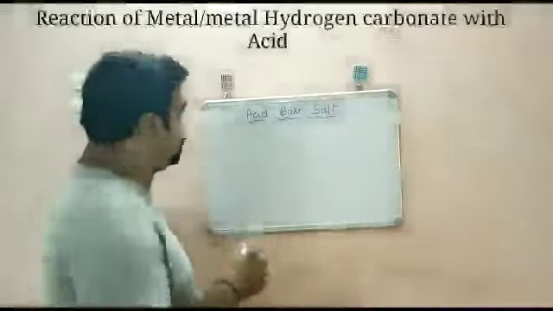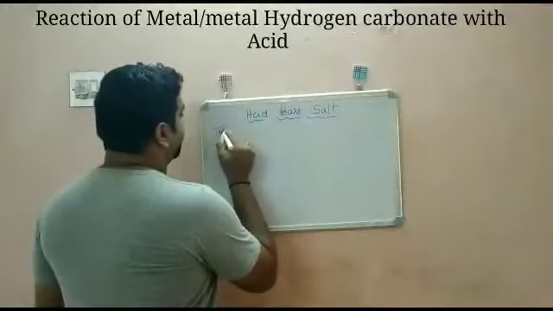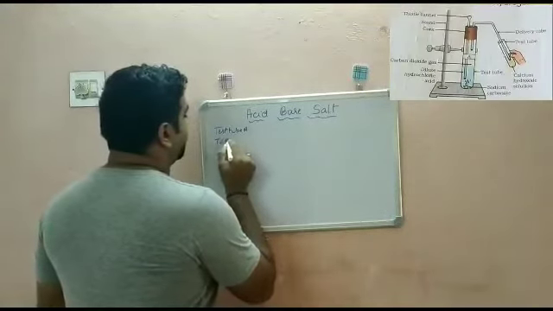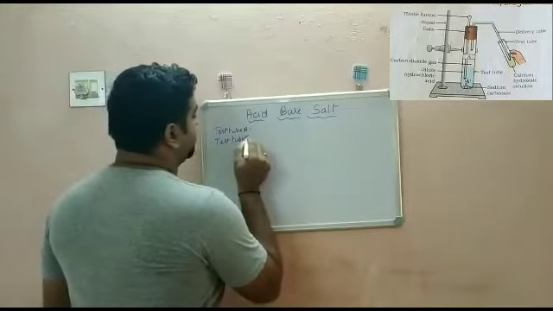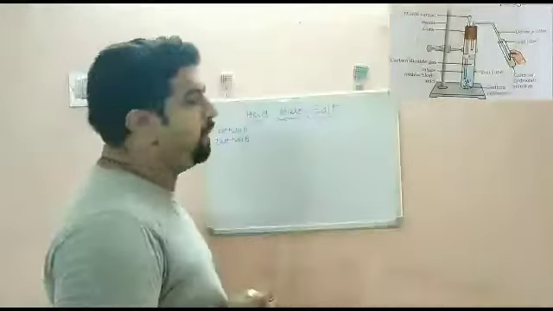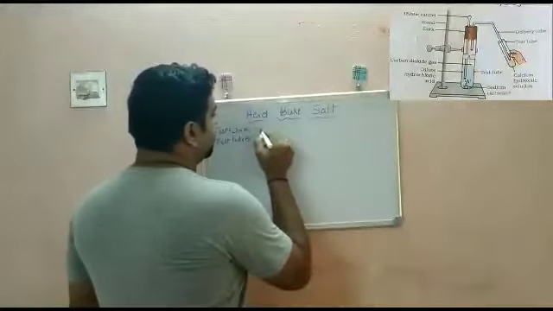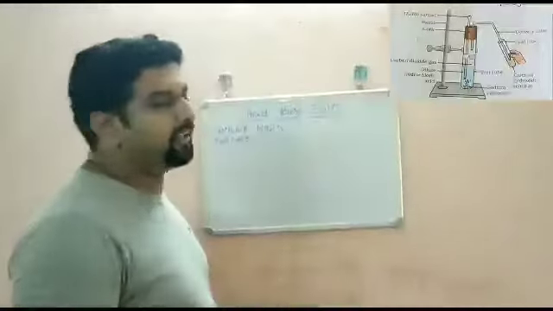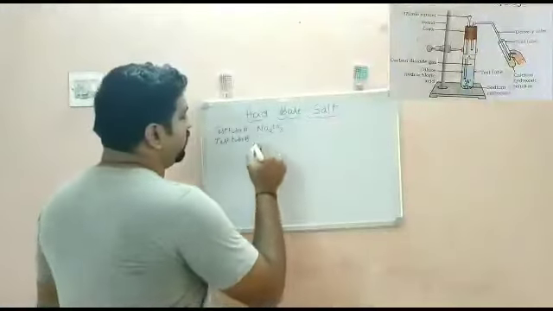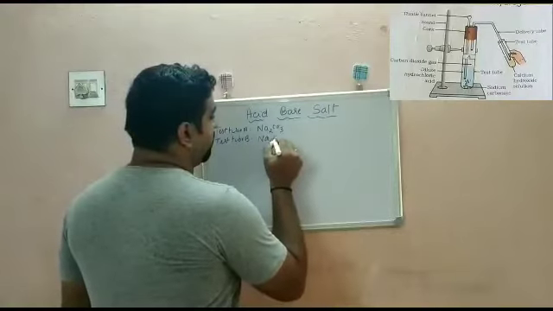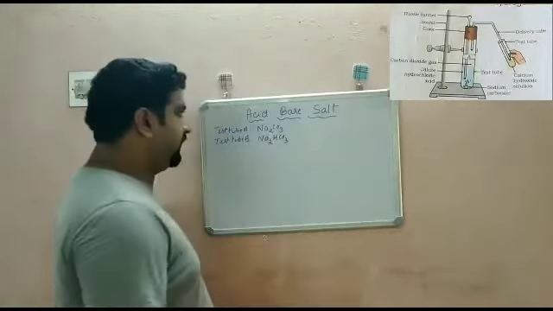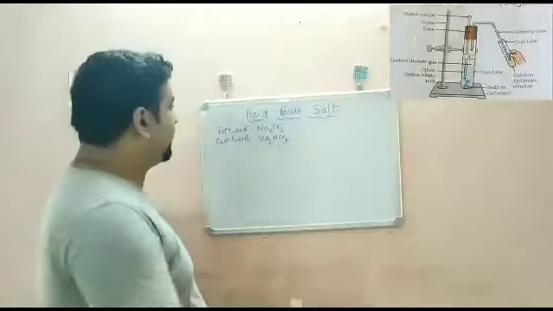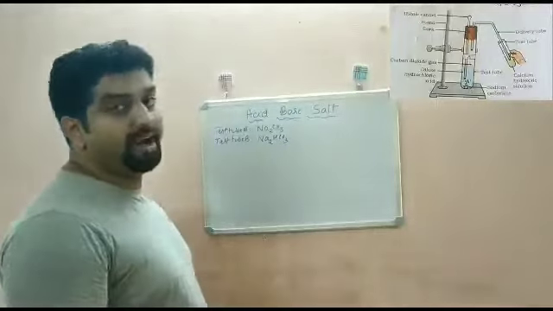Let us take two test tubes, test tube A and test tube B. In test tube A, I will take a metal carbonate solution, that is Na2CO3, sodium carbonate. It's a metal carbonate. In the second one, I will take sodium hydrogen carbonate, so metal hydrogen carbonate. So in two test tubes, I take two different solutions. One is sodium carbonate, and in the second one, I take sodium hydrogen carbonate.